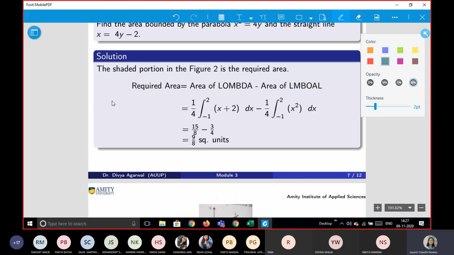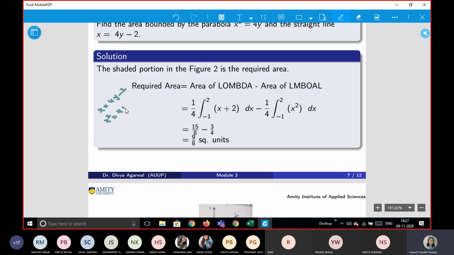Just see. Your line is x equal to 4y minus 2, and this is x square is equal to 4y. So what you are getting? X square is equal to x plus 2. So that's a quadratic: x square minus x minus 2 equals 0. Okay, ma'am, now it's clear. This is the way we find the point of intersection.